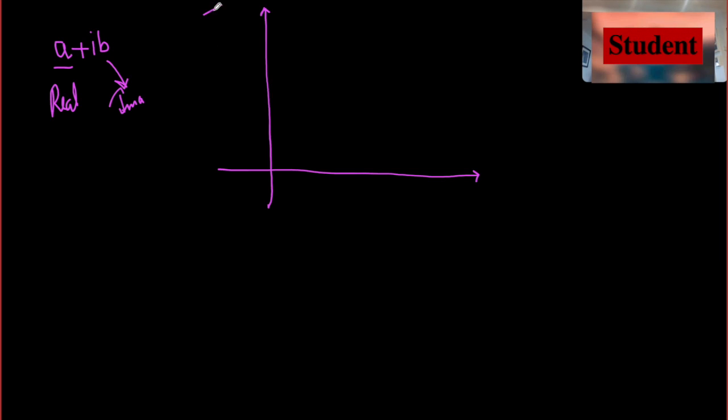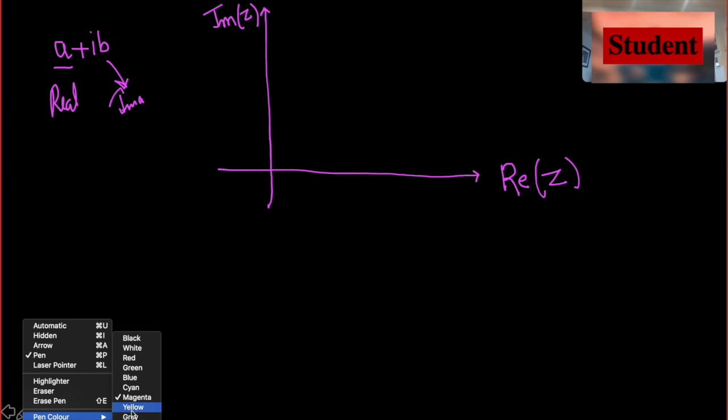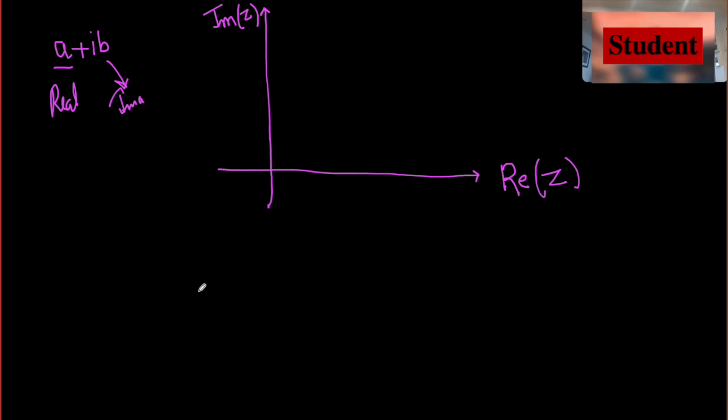On the y-axis we have the imaginary part of the complex number. On the x-axis we have the real part of the complex number. Now let me write one complex number, something like 5 plus 2i, and I want to represent this on the Argand diagram. How can I do that? So let's say this is 1, 2, 3, 4, 5, and 1, 2, 3, 4 and 5.